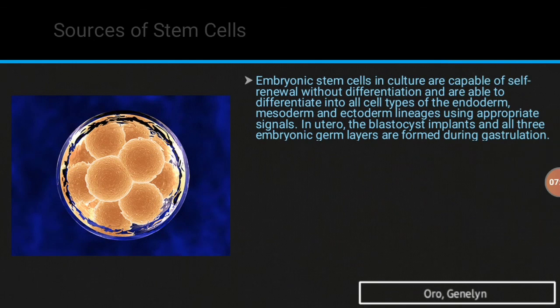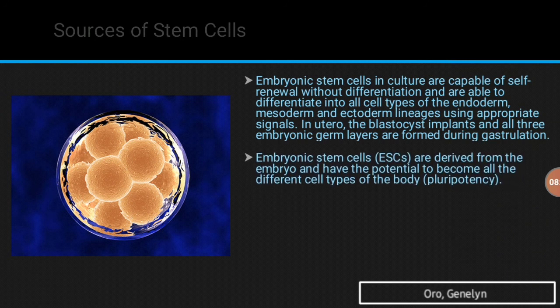The embryonic stem cells in culture are capable of self-renewal without differentiation and are able to differentiate into all cell types of the endoderm, mesoderm, and ectoderm lineages using appropriate signals. In utero, the blastocyst implants and all three embryonic germ layers are formed during gastrulation. Embryonic stem cells are derived from the embryo and have the potential to become all the different cell types of the body, or what we call pluripotency.